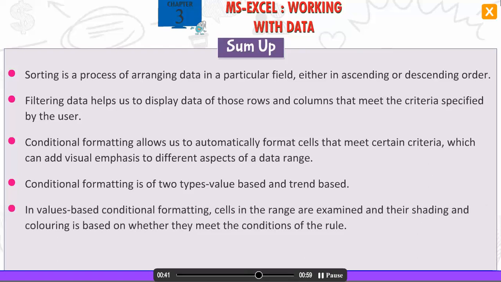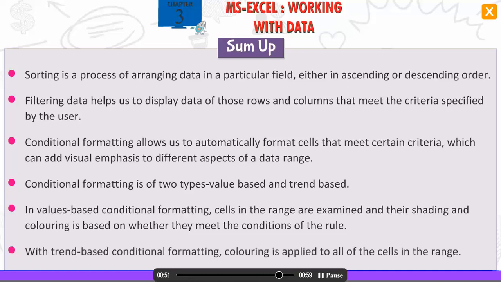In value-based conditional formatting, cells in the range are examined and their shading and coloring is based on whether they meet the conditions of the rule. With trend-based conditional formatting, coloring is applied to all of the cells in the range.